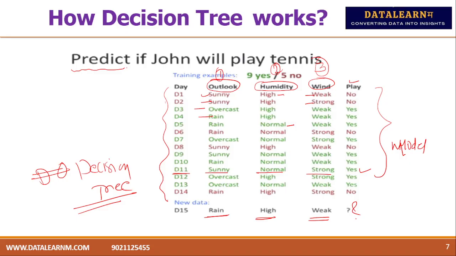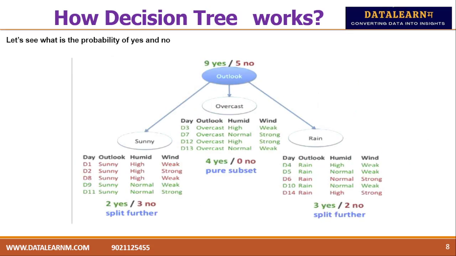In the 14 examples, how many days is it yes and how many days is it no? In the training examples, 9 days are saying there will be play, 5 days are saying there will be no play. So we'll see how it works.